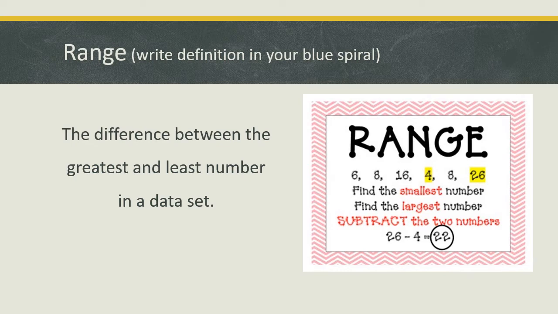So write this definition in your blue spiral. Range is the difference between the greatest and least number in a data set. And remember that data set is just a group of numbers. So we have a picture on the right that shows you a group of numbers. You want to find the biggest number and you want to find the smallest number and then subtract them. So you can see the largest number is 26 and the smallest number is 4. And you subtract them and you find that the range is 22.